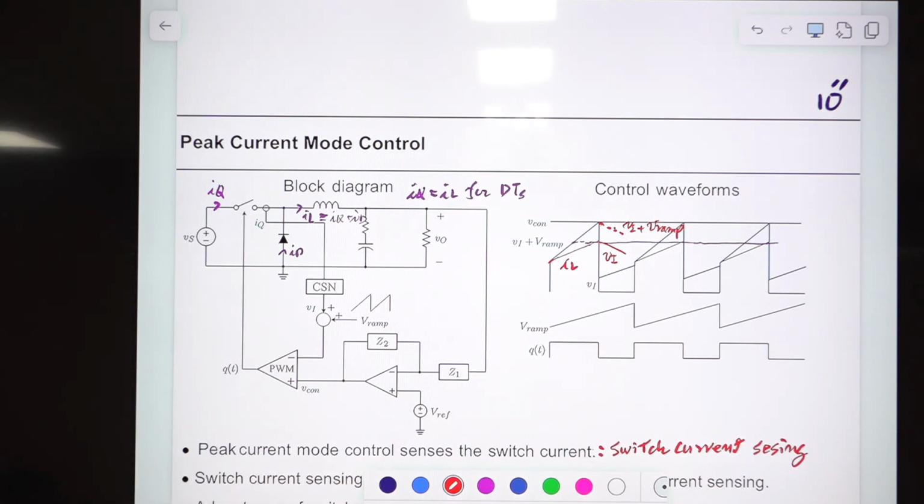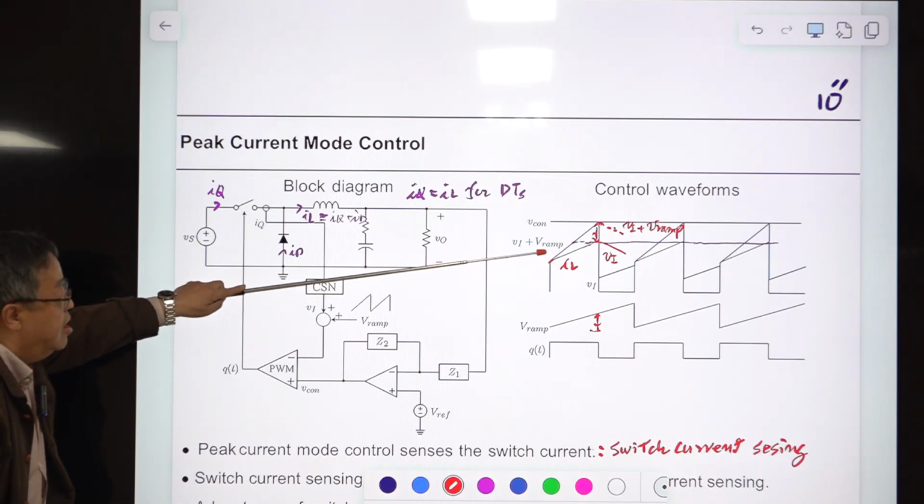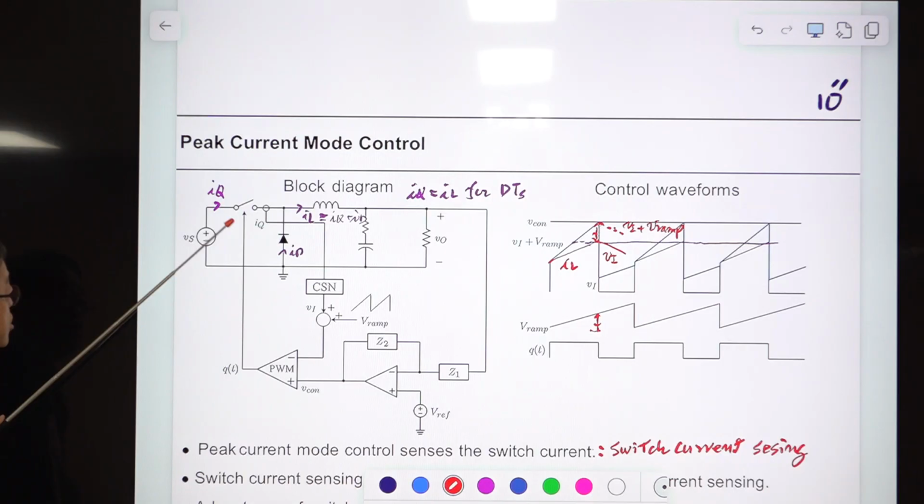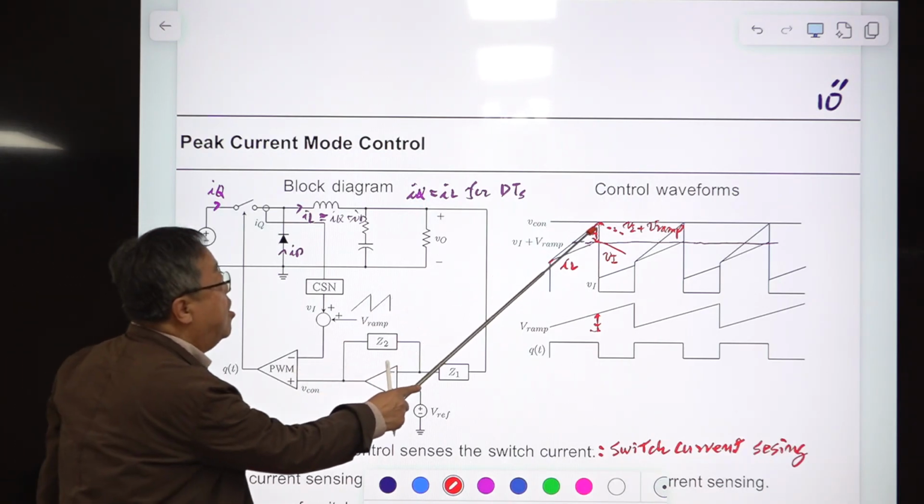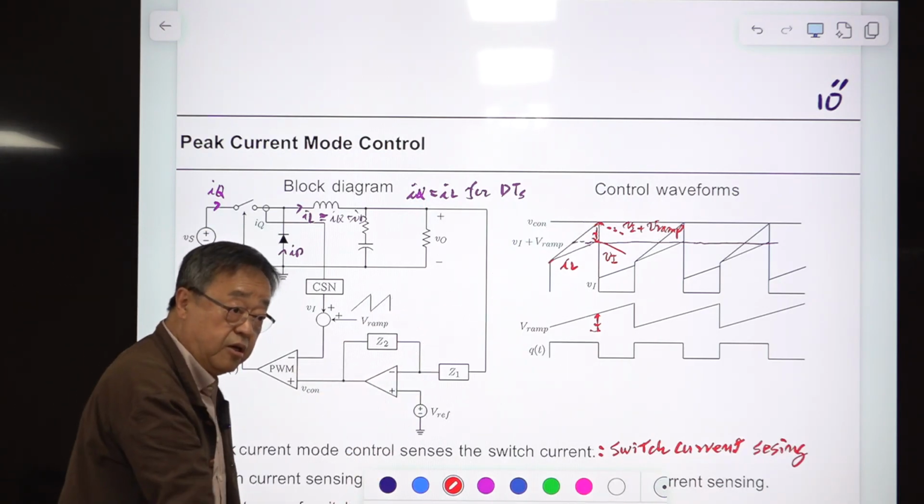So at this instant, this much is added to here, okay? So this is the V-ramp, which is a copy of this switch current with some scaling factor. So when this hits here, the switch is turned off.